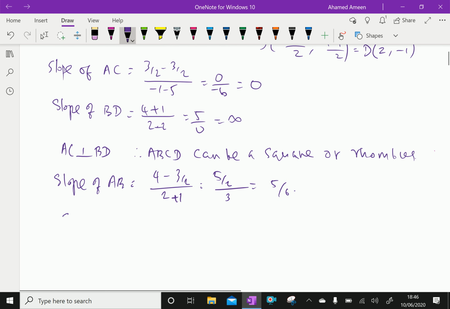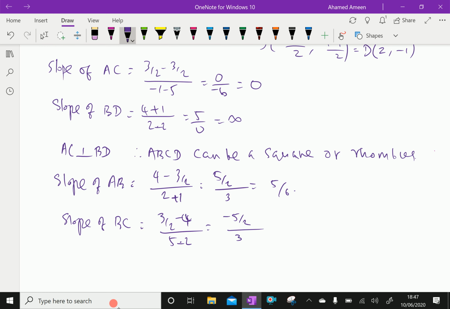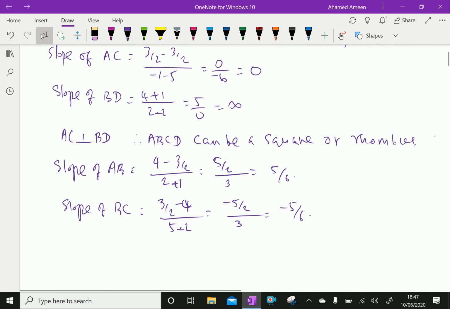Now, slope of BC equals (y2 minus y1), 3 by 2 minus 4, over 5 minus 2, which is equal to minus 5 by 2 over 3, that is minus 5 over 6. Therefore, here AB and BC are not perpendicular, since slope of AB is 5 by 6 and slope of BC is minus 5 by 6. The product of the slopes is not minus 1.